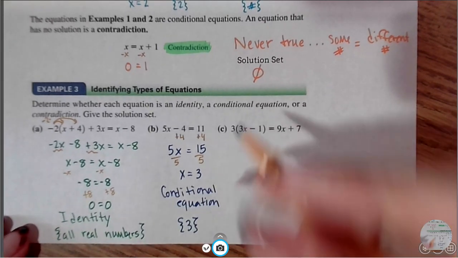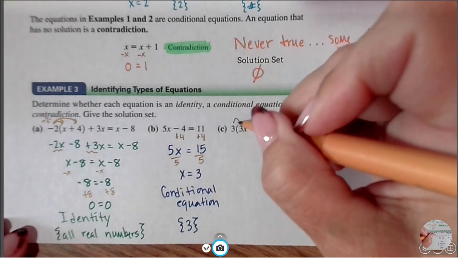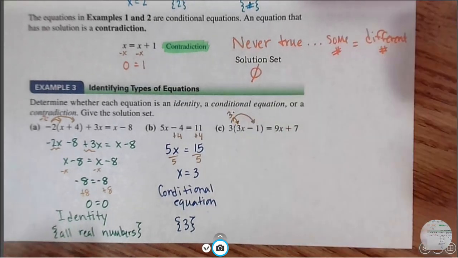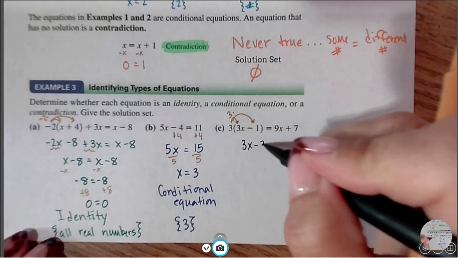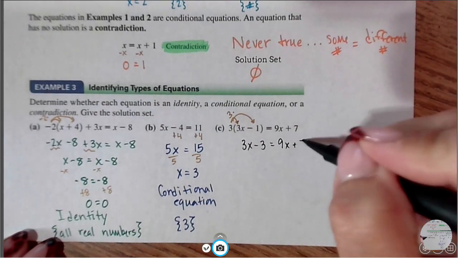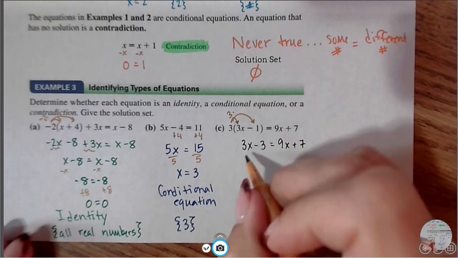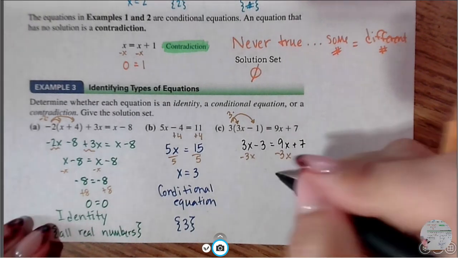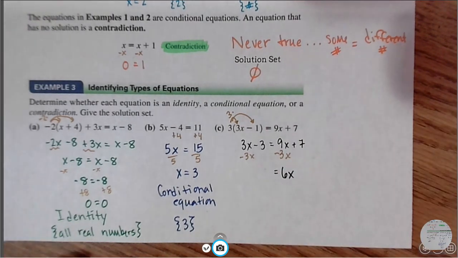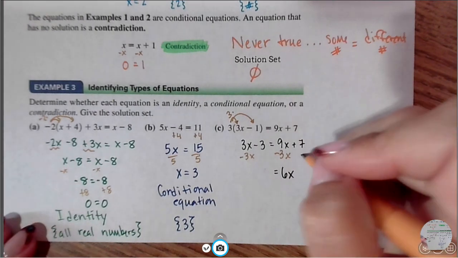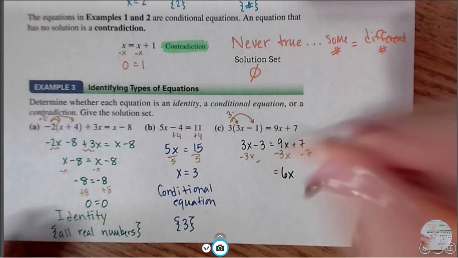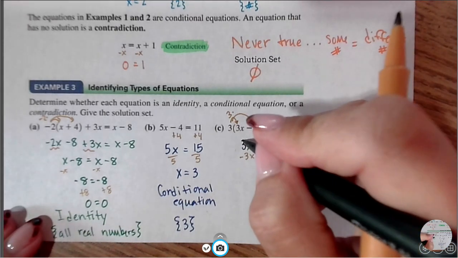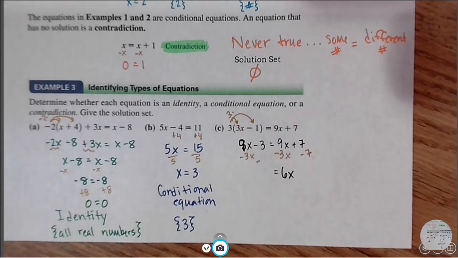And then my third equation here, I will start by distributing 3 to both terms. And I'm going to get 3x minus 3 equals 9x plus 7. I am going to move my 3x to the right side because I really like my coefficients to be positive, if possible. So I'll have 6x on the right, and then subtract 7. Oopsies. Y'all, this is 9x.